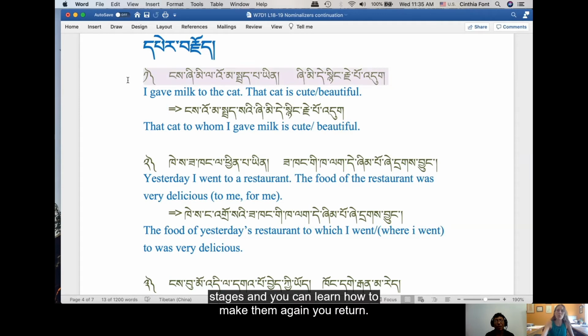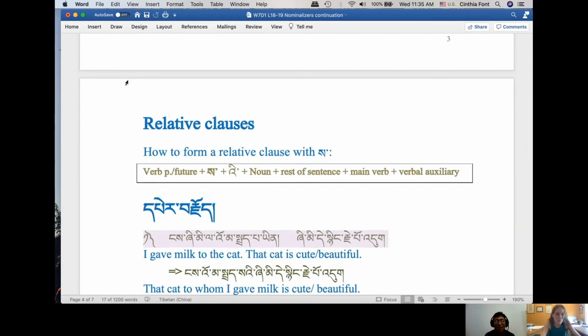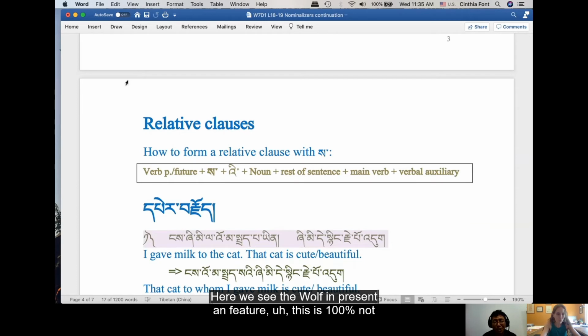Okay, here you're going to see the stages and you can learn how to make them. Here we see the verb in present and future. This is not 100% fixed, because we are also based on the Lhasa dialect, right? So in many verbs you can see the past form, like these days can be past form, also like poon, that is also past. A lot of Lhasa people use the past form in all three tenses.